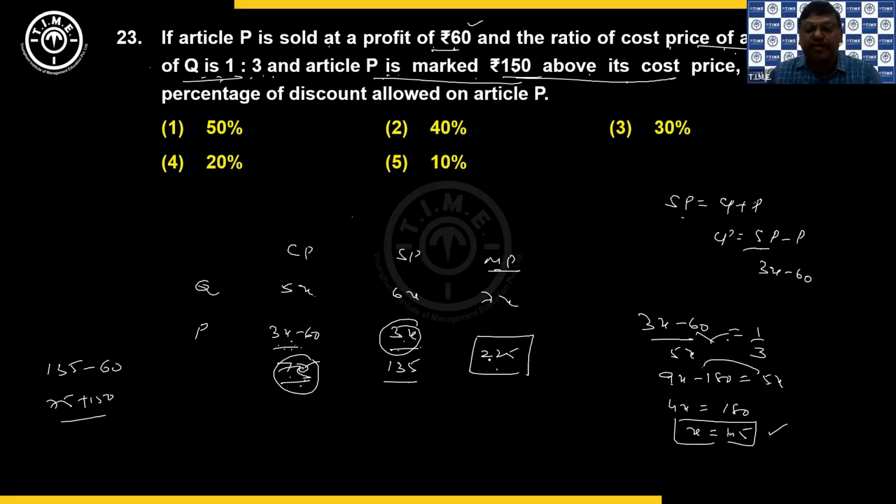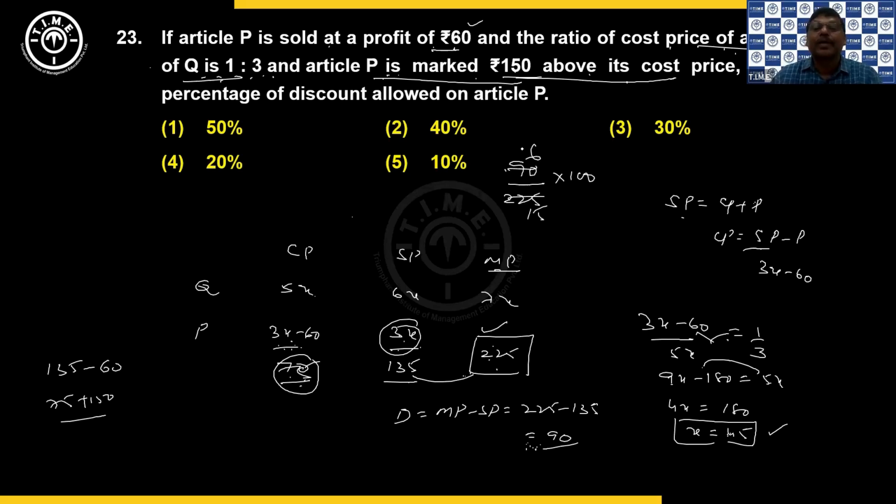Students, market price is 225, but selling price is 135, so how much discount are you giving? Discount is market price minus selling price. 225 minus 135, 90 rupees is the discount given. But I want to know the discount percentage, students. This 90 rupees is the discount on what? Discount is always on market price. What is the market price? I got 225. 90 by 225 into 100 means 40%.